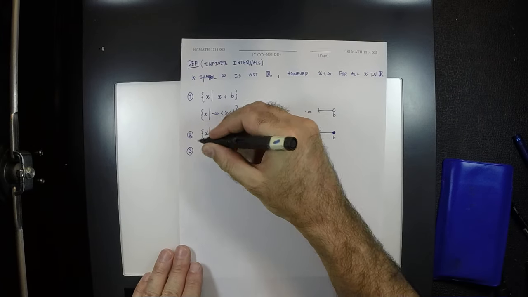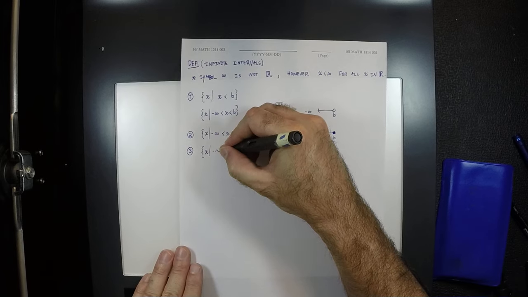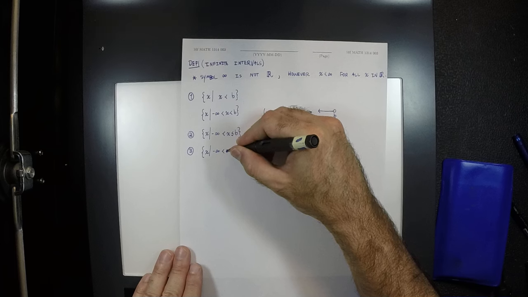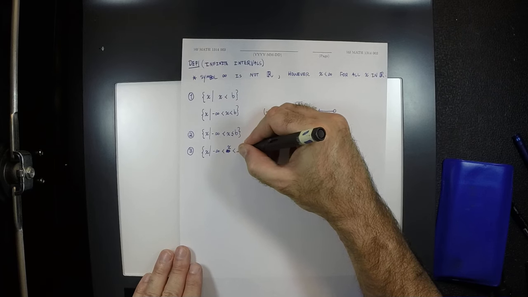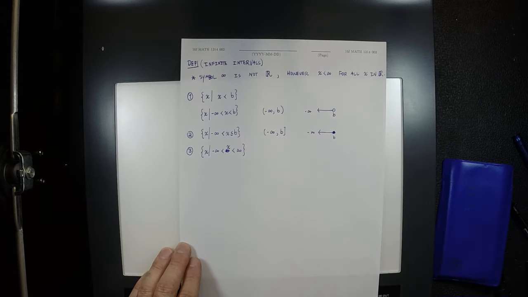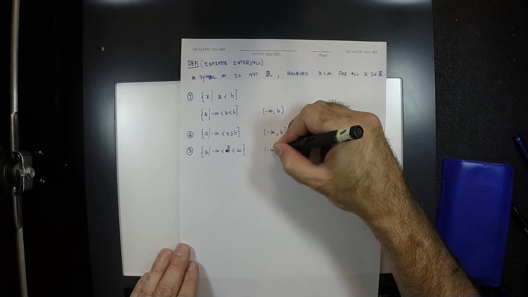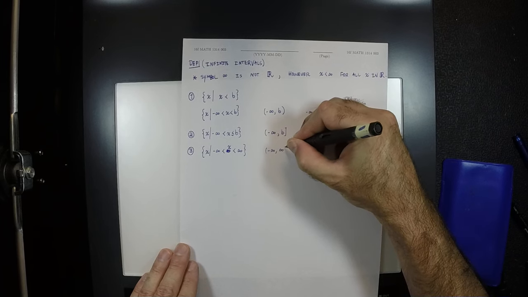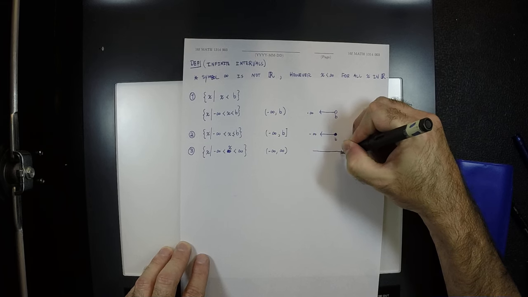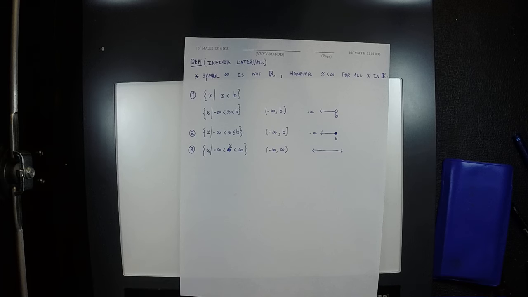There's also this one, the set of all x such that negative infinity is less than x is less than infinity. So what is this one? This is anything at all. Okay, so that means any x will do.